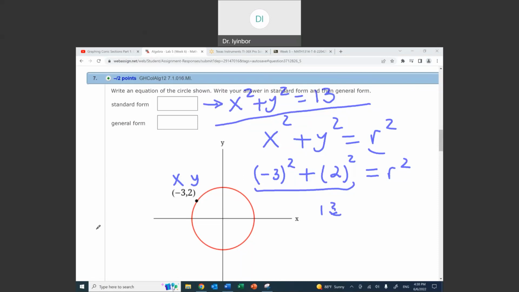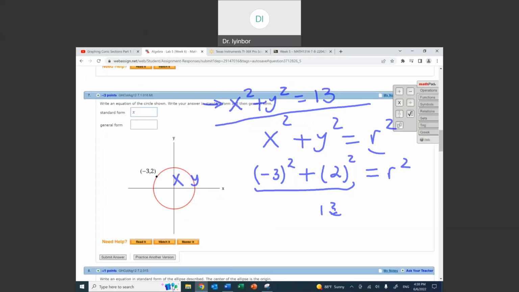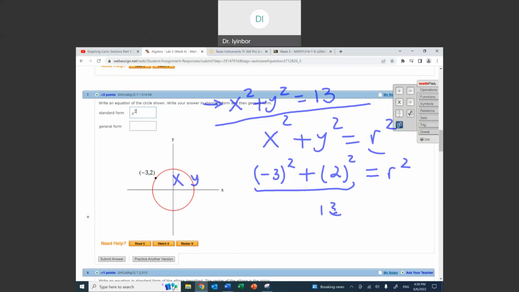So this is how you enter it. When you click inside the answer box, I'm going to put x, and then I'm going to make it small so you can see the math pad. For square, you click on that in the end, squared. Make sure you get down out of the square, and then you put plus y squared again. Make sure you get down, equals 13. So that's my standard form.